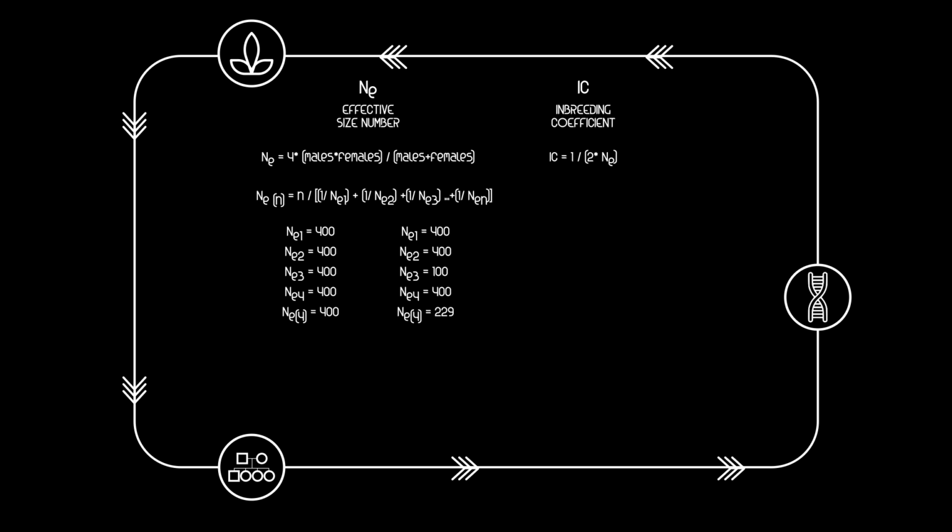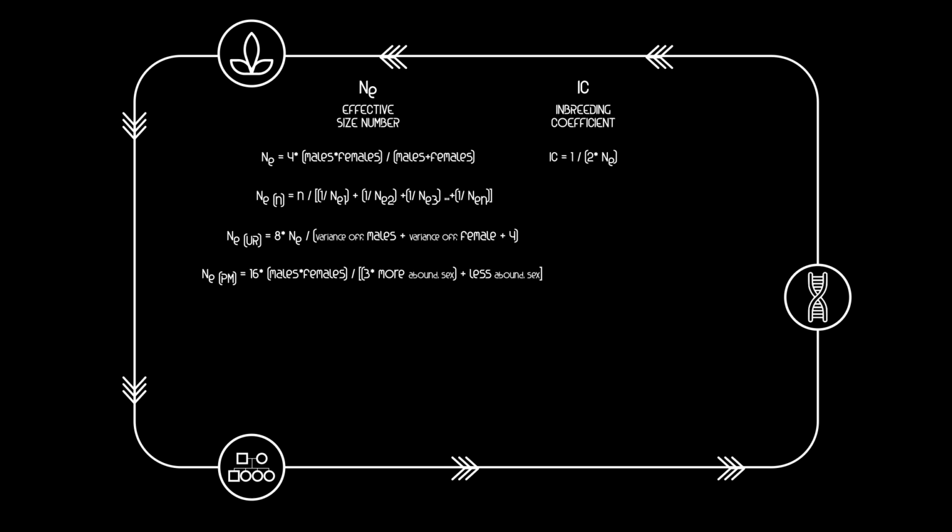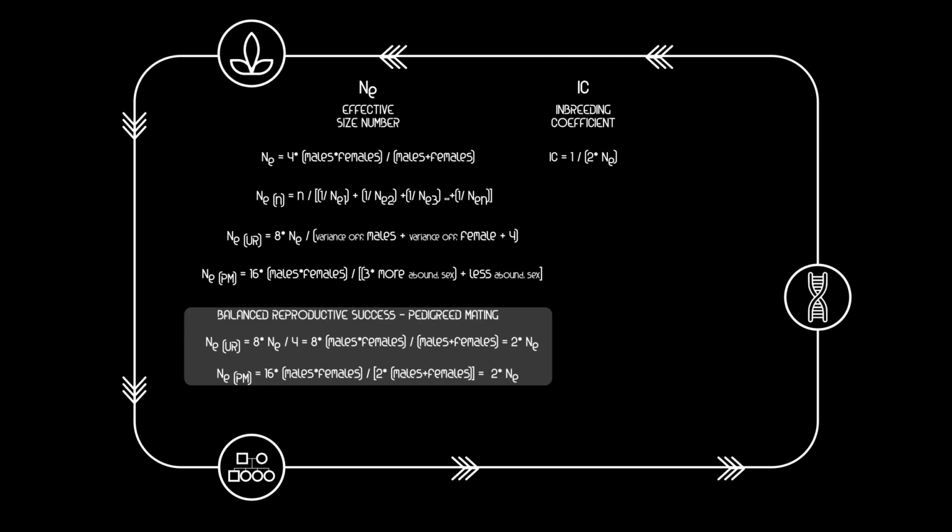The effective size number calculation is also related to two other parameters: the unbalanced reproduction success, abbreviated as UR, and the pedigreed mating system, abbreviated as PM. When random mating and random seed sorting take place, these cannot be controlled. On the contrary, in a breeding facility, we have the possibility to manipulate the reproductive success of single plants present in our original population. Looking at this equation for the unbalanced reproduction success, it's possible to reduce the variance in offspring production to 0 for males and females.